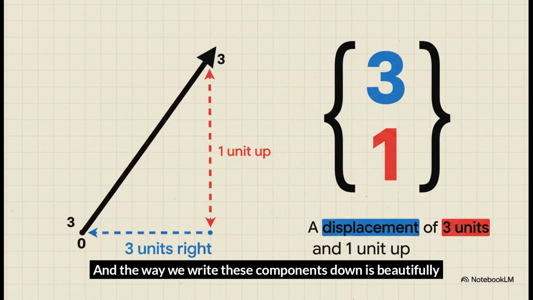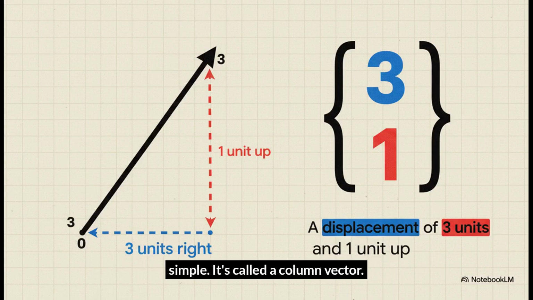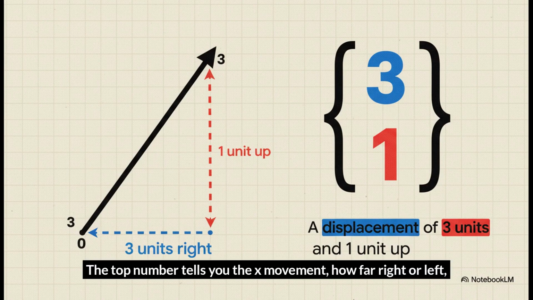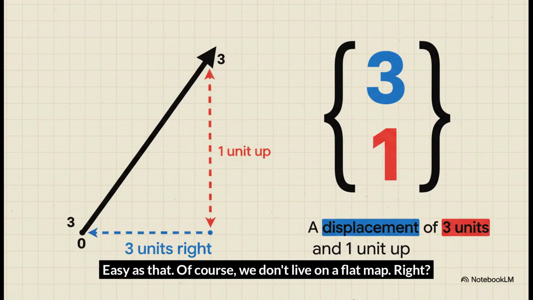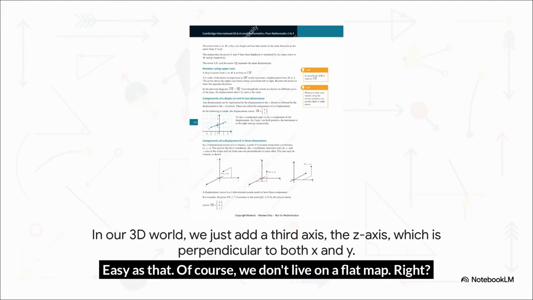And the way we write these components down is beautifully simple. It's called a column vector. The top number tells you the x movement, how far right or left, and the bottom number is the y movement, how far up or down. Easy as that. Of course, we don't live on a flat map, right?